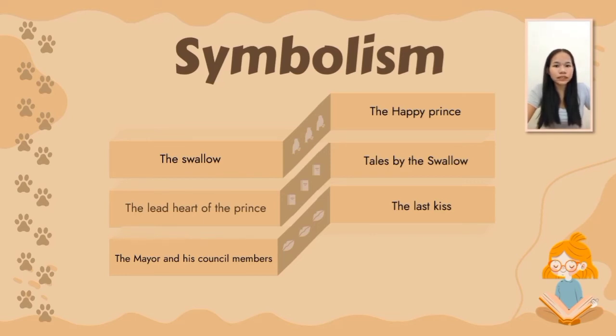And the last one is the tales told by the swallow. They represent two different things. Firstly, the fact that he told his tales to the prince so that he got distracted from the poverty and problems the townspeople had. And another one, it represents how the swallow gave up his journey to Egypt in order to stay and help the prince. That's all from my part.